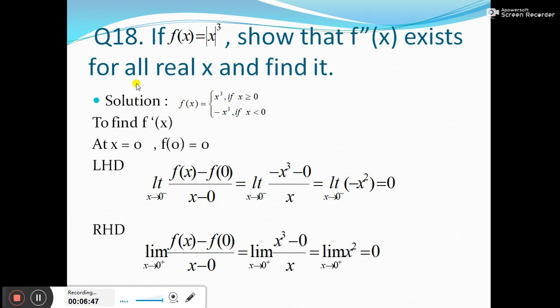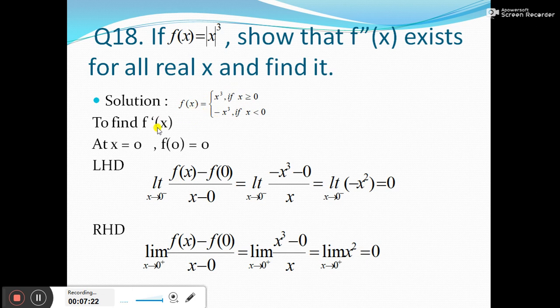Next problem, sum number 18. If f(x) is equal to mod x cube, then show that f double dash x exists for all real x and find it. For this, f(x) is equal to x cube when x is greater than or equal to 0 and minus x cube when x is less than 0. That is according to the definition of modulus function.